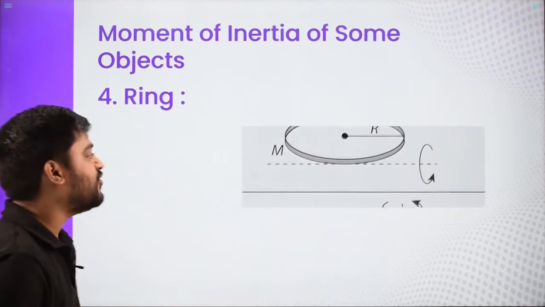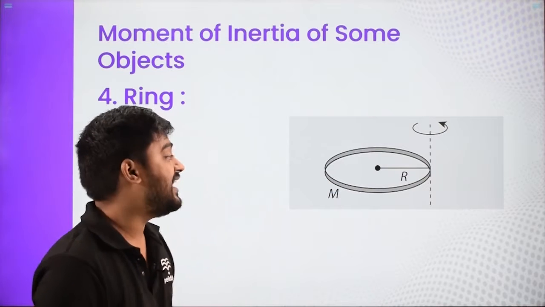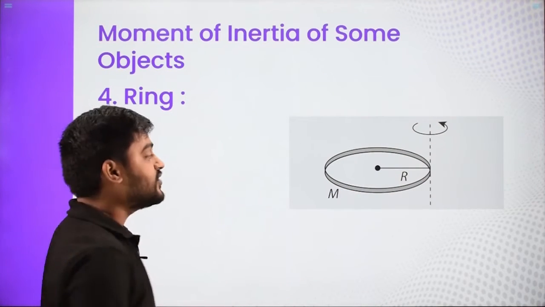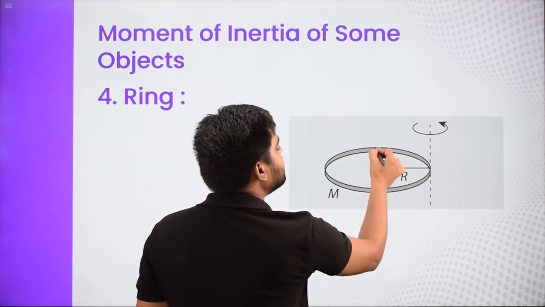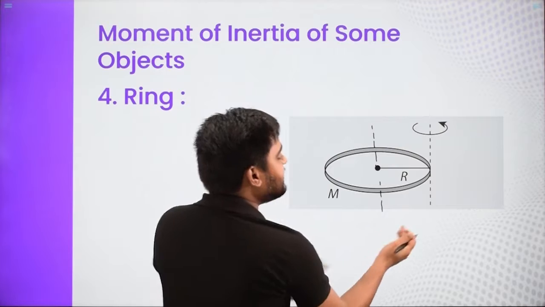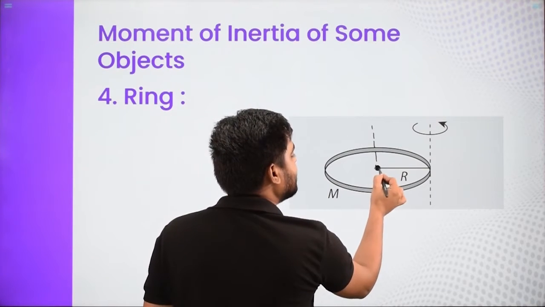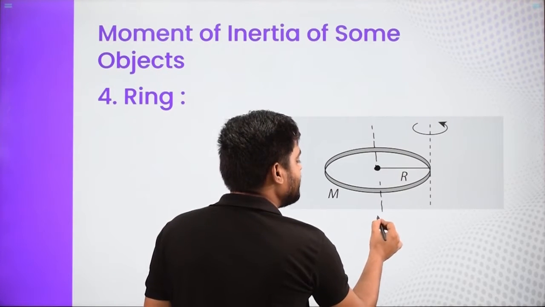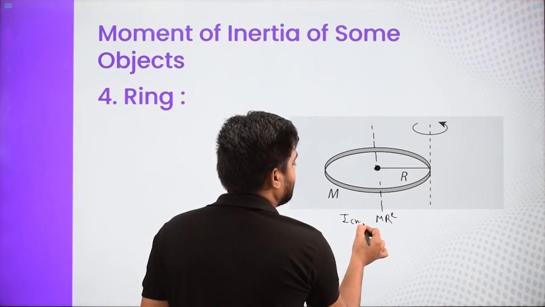Let us discuss one more case where this is an axis which is perpendicular to the plane and it is just touching our ring. So when we need to find this, here again I already know about this axis. So this is an axis which is parallel to our given axis and passes through center of the circle, center of the ring, right? So that is going to be, we already know this is mr square and I am going to call it ICM.